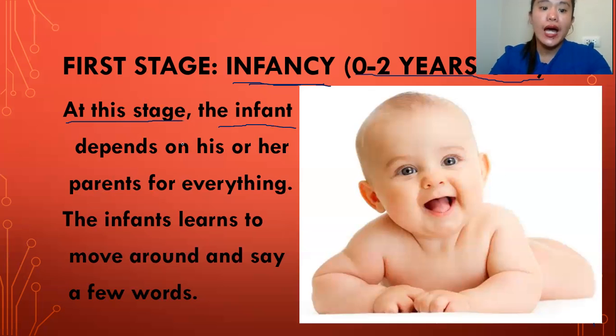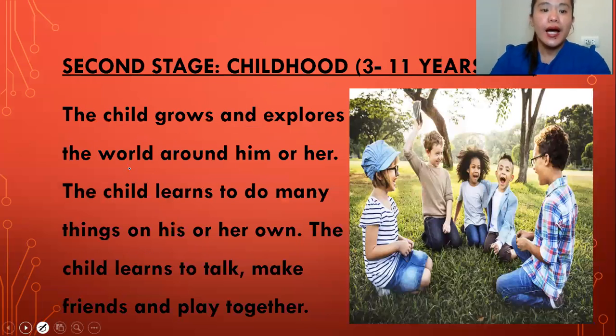All right. So at this stage, the infant depends on his or her parents for everything. The infants learn to move around and say a few words. The infant depends on his or her parents for everything. Why? Because they cannot move by their own self. They need the help of their parents. Okay, so they need assistance. Understand? Good.